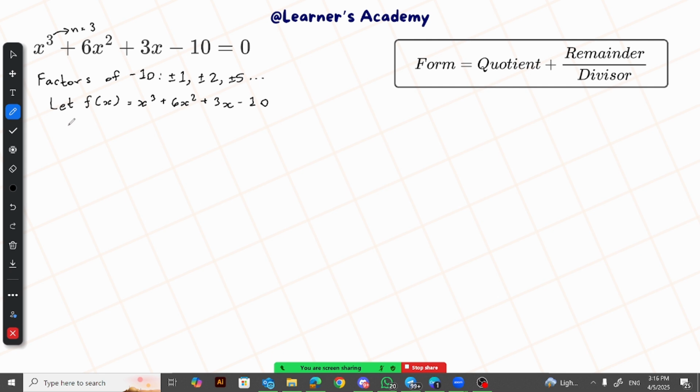Alright, the first number is -5. Let's put that to the test, shall we? If we put -5 in place of x, and it's actually a factor of this equation, the result will be 0. So -5 cubed plus 6 times -5 squared, plus 3 times -5, minus 10, which results in 0, which means that x plus 5 is a factor of f of x.